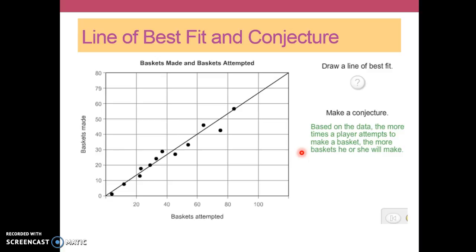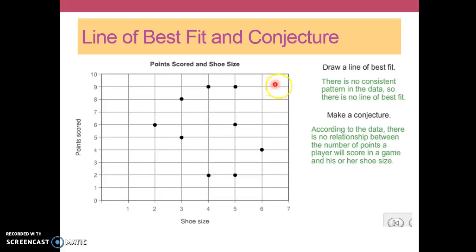All right, let's look at another one. This one I'm just going to show you right away. There's no way to draw a line. There's no consistent data. It's just all over the place. Let's see why. What's it about? Points scored and their shoe size.